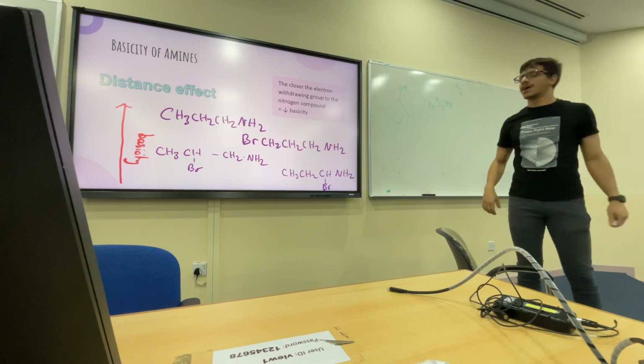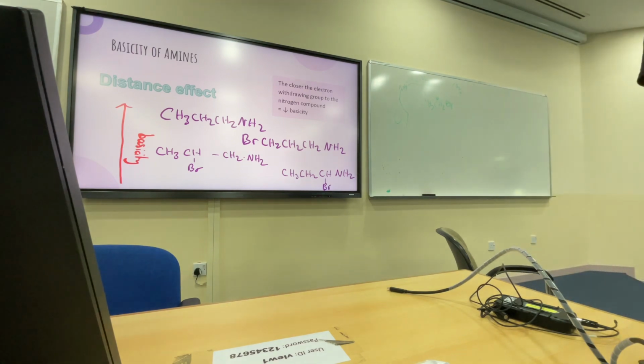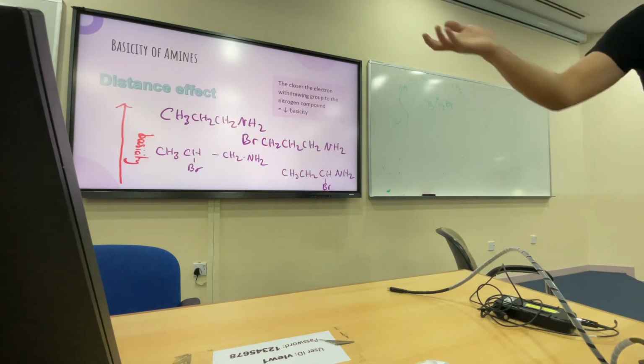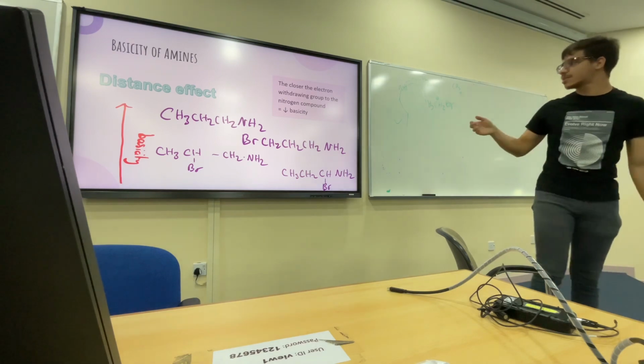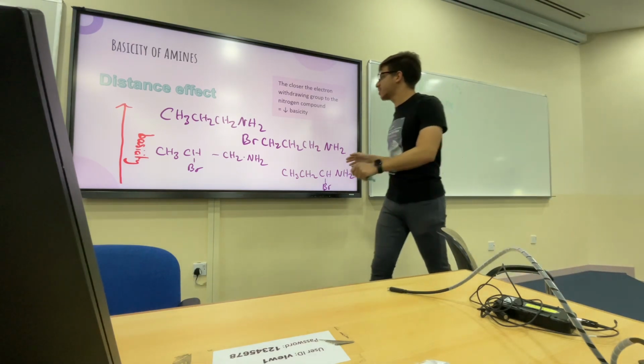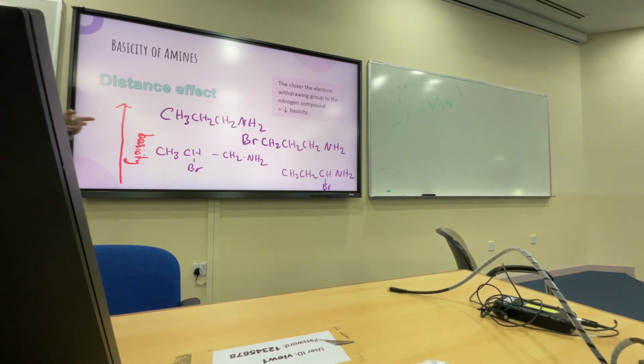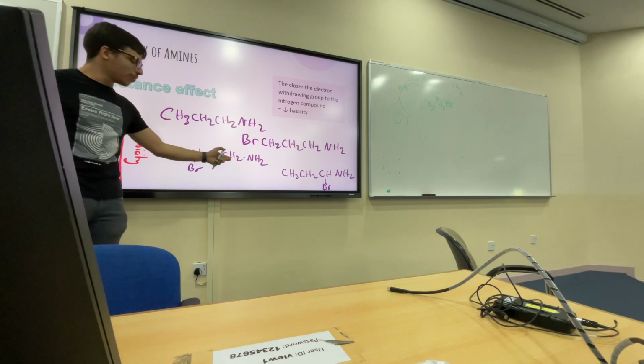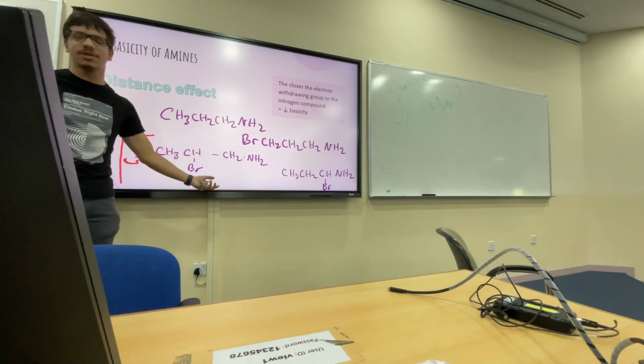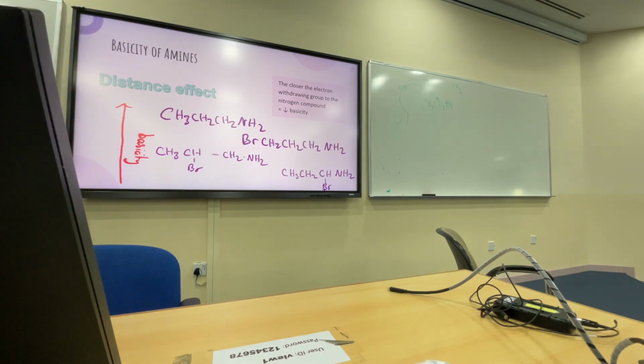هلا الديستنس هذا اللي حكينا عنه قبل شوي شو اسمه؟ accumulating effect. Now we talk about distance effects. The distance effects يعني say that the closer the electron withdrawing group to the nitrogen, the more it decreases the basicity. ليش؟ إنه when it's more closer it withdraws more. When it's further it withdraws less electrons.